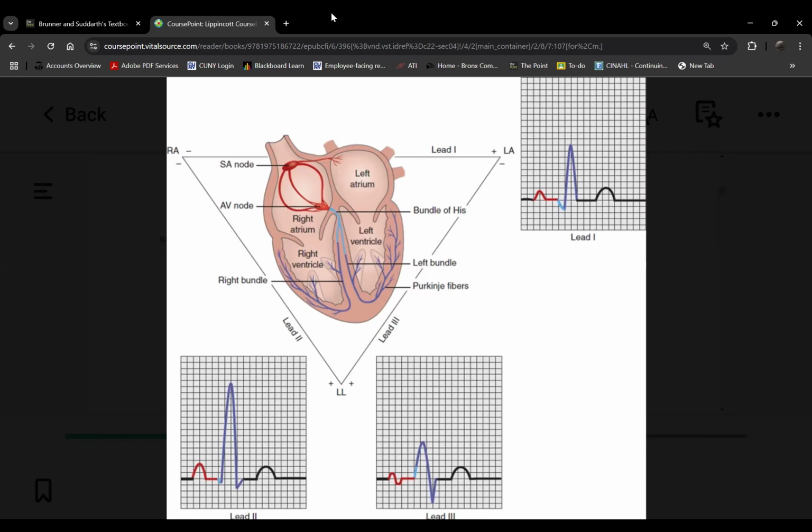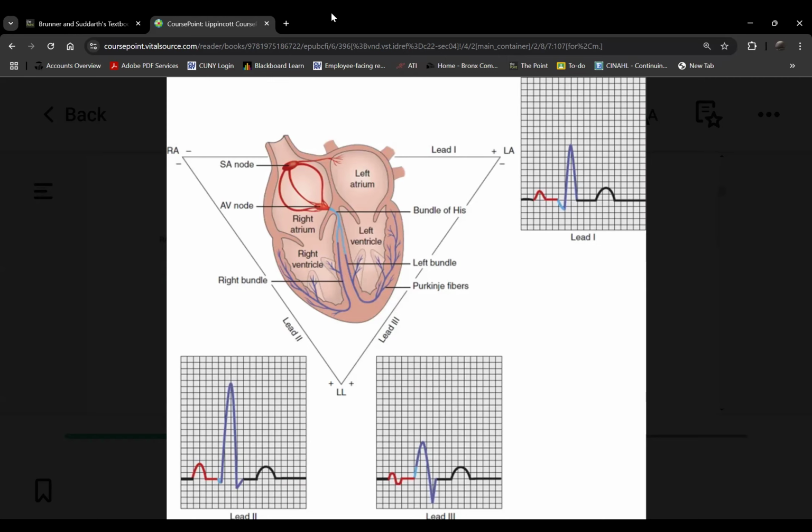And then the AV node, as already mentioned, is between the atria and the ventricles, right near the septum. And then you have the left and right bundle branches, and the pacemakers end at the Purkinje fibers, which are toward the end of the ventricles, both on the right and left sides.